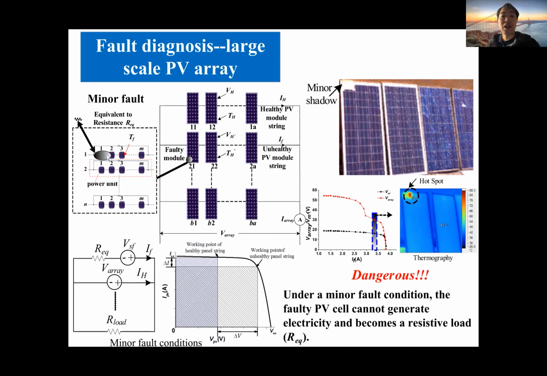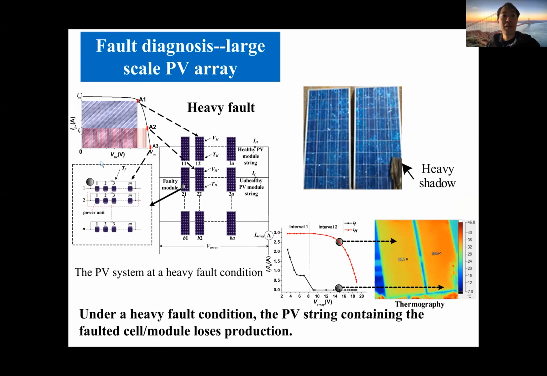In these scenarios, the faulty area becomes resistive, and that area is heated by the electrical power. That is the reason we can see the phenomenon of hot spots. And another fault is the middle one. Now we can see an example of the heavy fault.